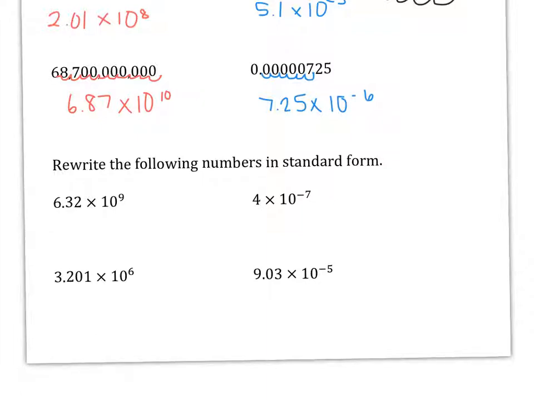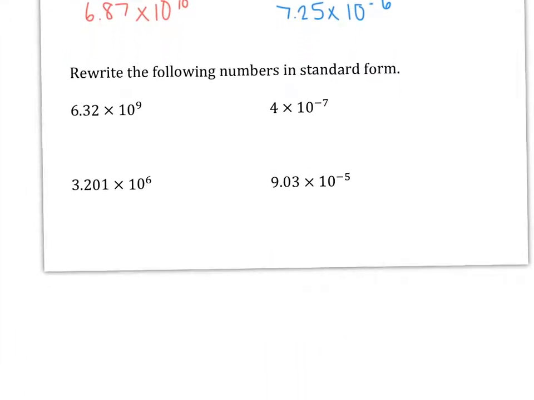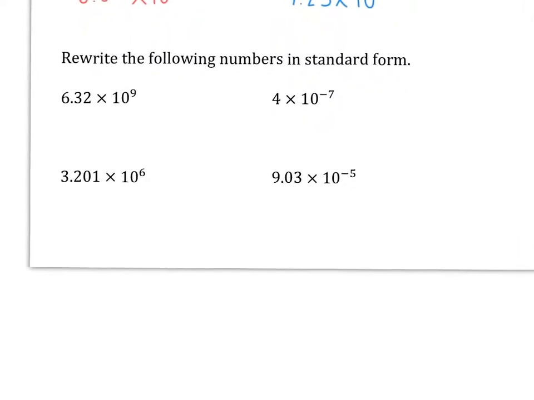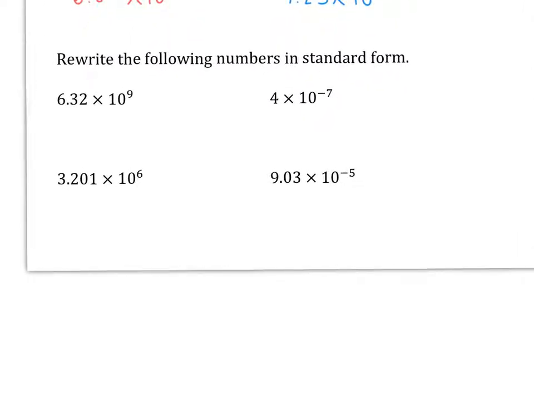All right, now let's look at a couple examples where we'll rewrite the following numbers to standard form. So standard form is just the number written how we normally would see it, not in scientific notation. So here I have 6.32 times 10 to the 9th. So if I write that out, I had to move 9 places to the left to get my answer. So now I'm going to undo that and move the decimal 9 places to the right. So I'm going to get a very large number. So here I go. 1, 2, 3, 4, 5, 6, 7, 8, 9. There we go. Fill in with zeros.